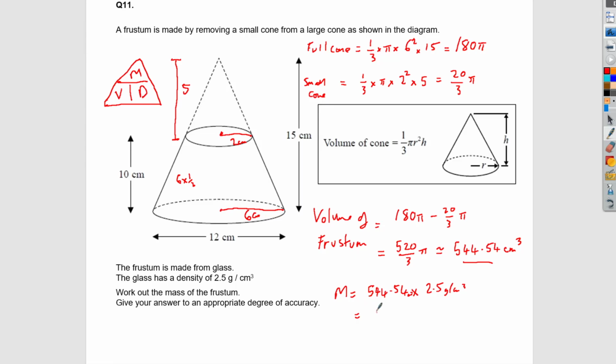I'm going to get a mass of 1361.4 grams. I'm going to approximate that to a proper degree of accuracy, so approximately equal to 1360 grams. In kilograms, as we said before, 1000 grams in a kilogram, that will be 1.36 kilograms.